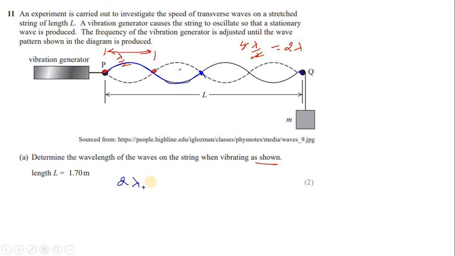So 2 lambda is equal to the length L, which is 1.7 meter. So lambda is equal to 1.7 divided by 2, so 0.85 meter. This is the wavelength of that wave.